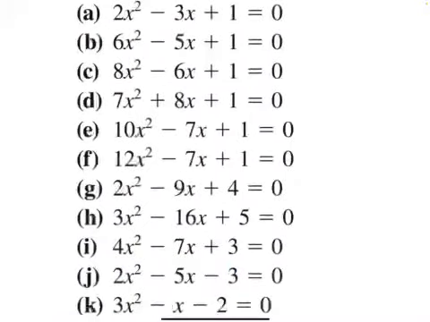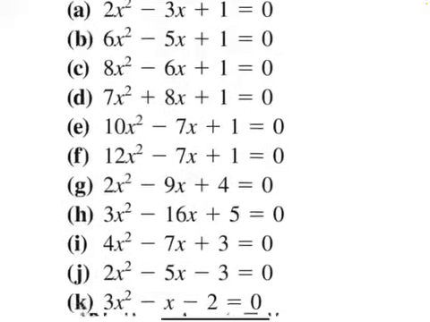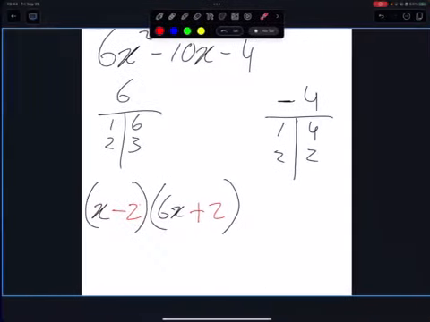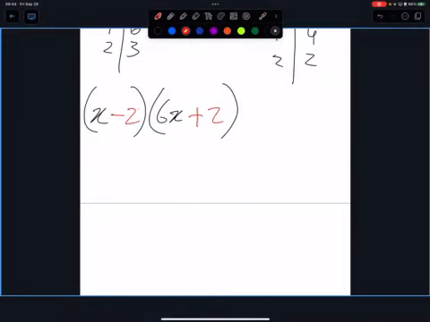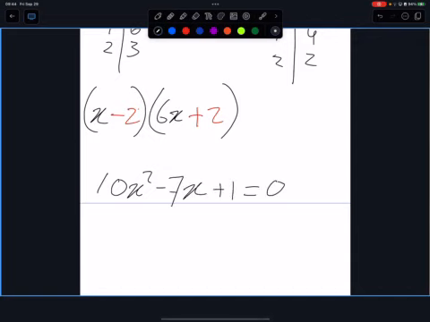Which one did you say? 10x plus 7? This? This. So you have 10x squared minus 7x plus 1 equals 0. I will give negative 5 points since you are too smart.